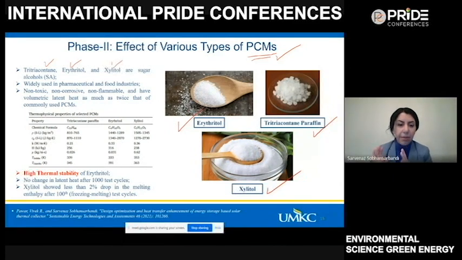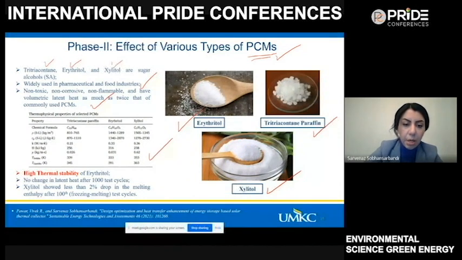There are different property differences between these types of phase change material. However, all of those are widely used in the food industry or pharmaceutical, and they are all non-toxic, non-corrosive, non-flammable, and we can use those as high latent heat storage materials.